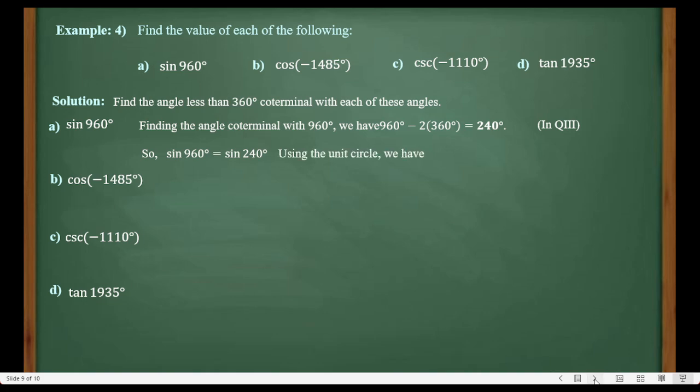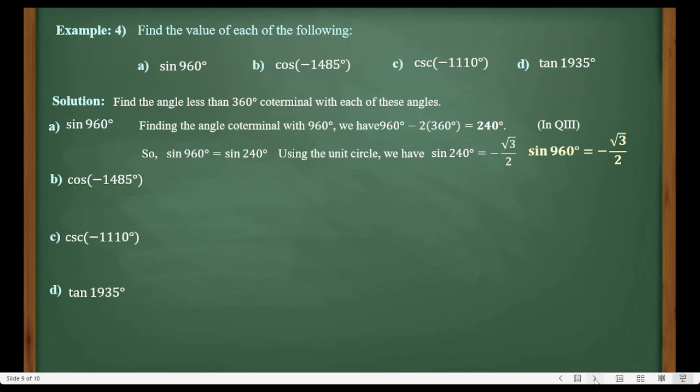Now, using the unit circle, we have sine of 240 degrees is equal to negative square root of 3 over 2. Therefore, sine of 960 degrees is equal to negative square root of 3 over 2. So, that is your answer in letter A. Now, what about letter B?